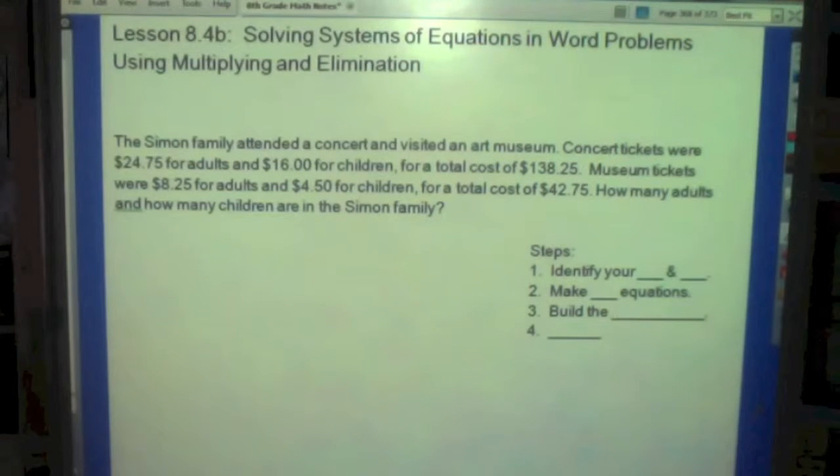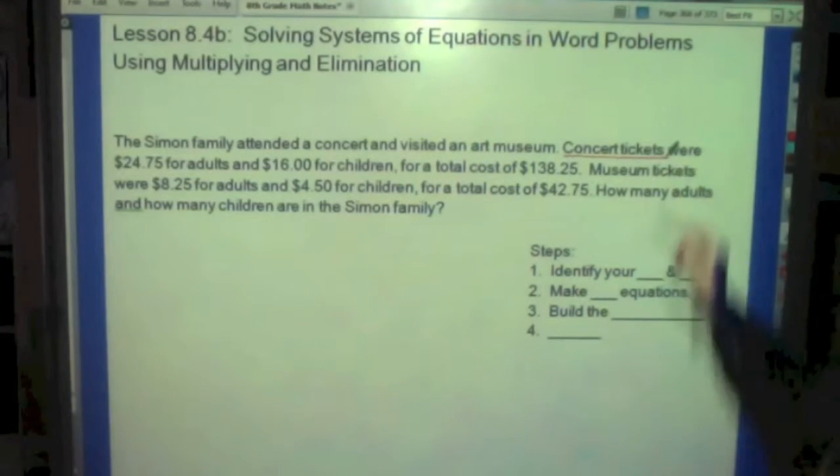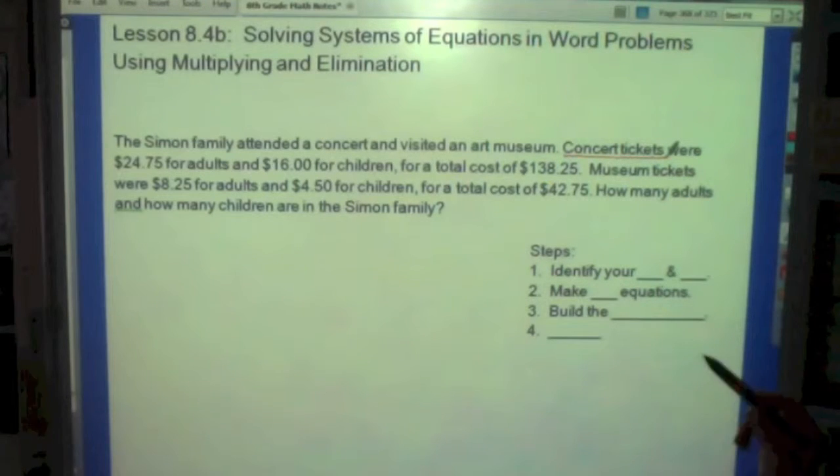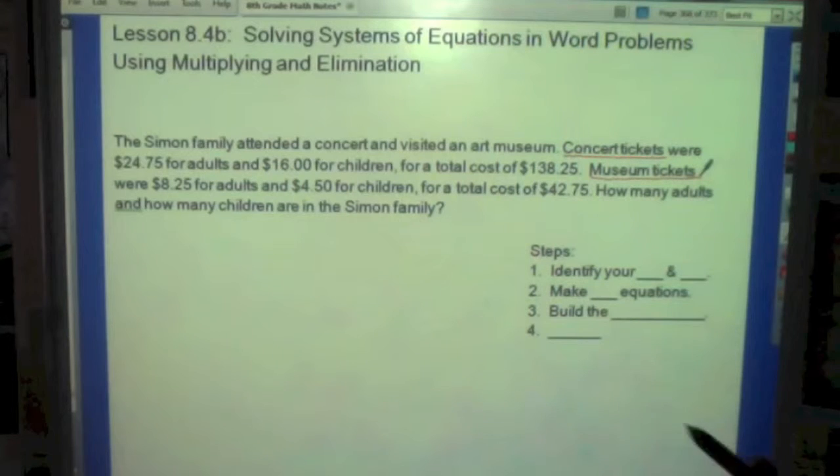Okay, so here's our first word problem. We have the Simon family. They went to a concert and an art museum. Okay, so we have the cost for the concert tickets, which are right here, and then we have the cost for the trip to the museum, which is going to be right there.